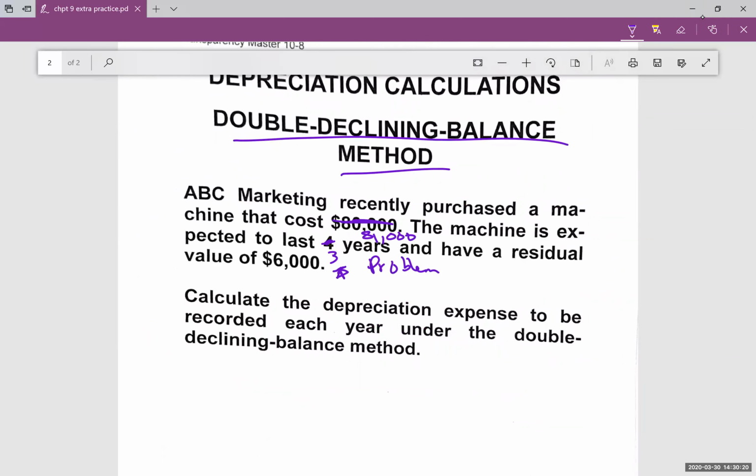But basically, they've got this machinery that cost 81,000, and it's going to last 3 years, and it has a residual value of 6,000. So you have to find the straight line rate first. And to do that, you take your 100%, you divide it by 3, and you get 33.3333%, which is the same thing as 1/3, right? Then you double it. So you take the straight line rate times 2 to get the double declining rate. So you get 66.666%, or the fraction 2/3.